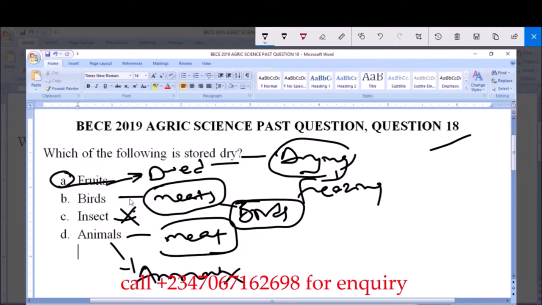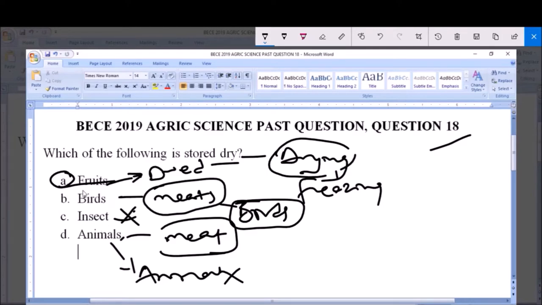Whenever you are faced with this kind of question, you have to analyze each of the options for you to pick the most correct answer. And here, the most correct answer is option A, fruits. Remember I said B and D would have been correct if we were given meat, because meat is a product of birds and animals, but we're not given meat. So option B is wrong and option D is also wrong. Likewise, option C is wrong. So the correct answer is A, fruits.